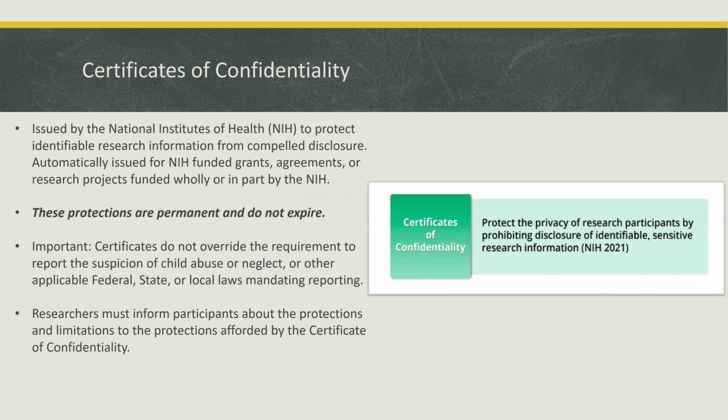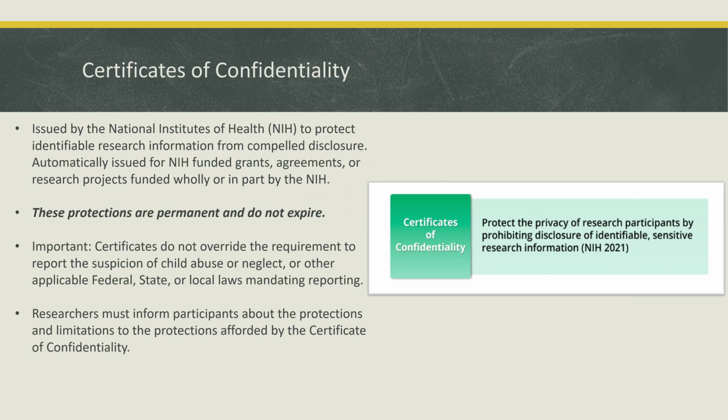Certificates of confidentiality do not override the requirement to report the suspicion of child abuse or neglect or other applicable federal, state, or local law mandating reporting of such things, such as reporting of communicable disease or elder abuse. So that is a limitation of the certificate. Other federal agencies, such as the DOJ, the Department of Justice, may also provide agency-specific protections that apply to research conducted or funded by the agency.